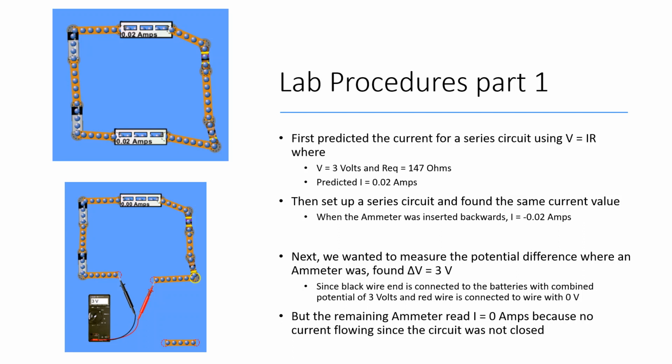We then set up a series circuit and found that this same current value was measured when the ammeter was inserted. If you put in an ammeter backwards though, you'd get I equals negative 0.02 amps because the current is being read backwards on the ammeter.